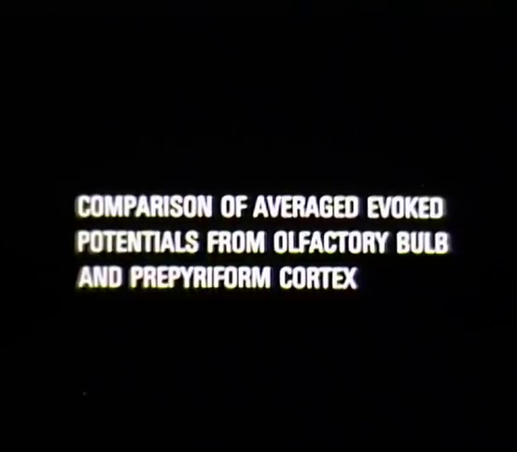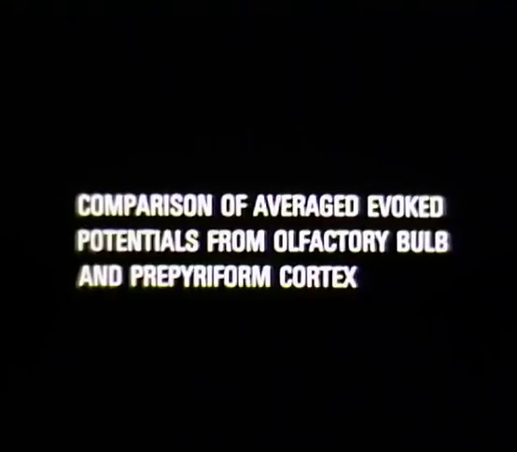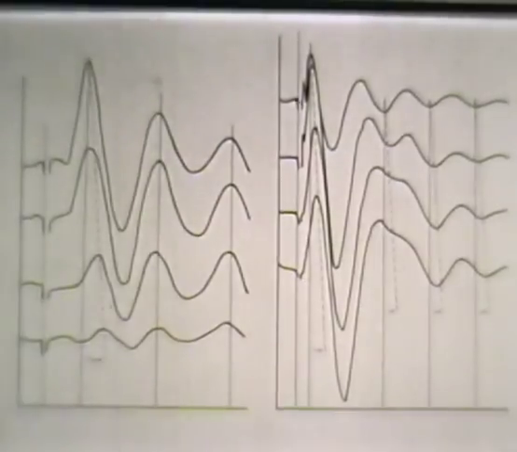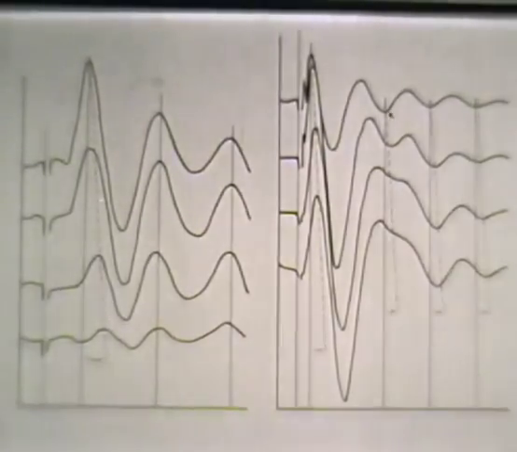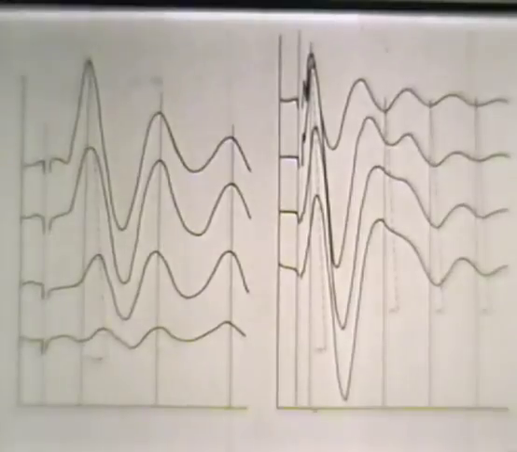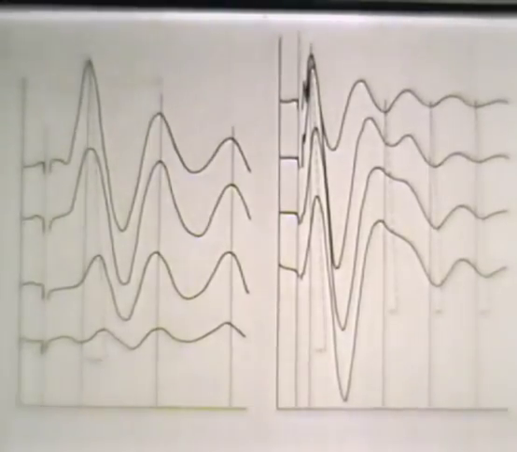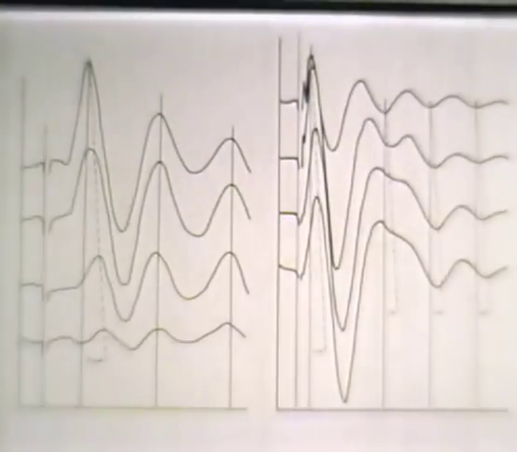Next, we compare the surface distribution of the evoked potentials on the olfactory bulb with the surface distributions of evoked potentials on the prepiriform or primary olfactory cortex. A set of averaged evoked potentials is shown for representative points on the surface. On the left, the olfactory bulb shows a systematic delay in the onset of evoked responses across the surface. But once the response is established, there is a constant frequency and constant phase across the focus.